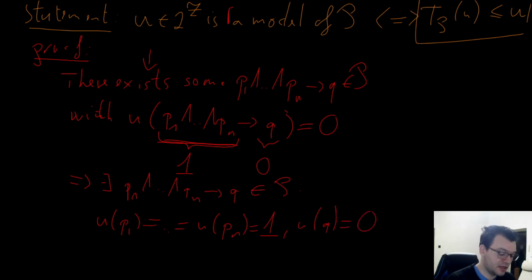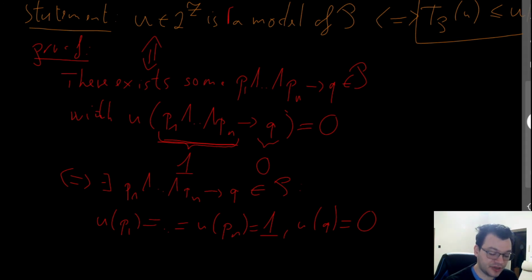Yeah. Now this is an equivalence. It basically says that not a model means there is a clause which is false, and there is a clause which is false means that there is a clause for which each of the variables occurring in the body of the clause are 1, while the head of the clause is 0. So we have this guy here.